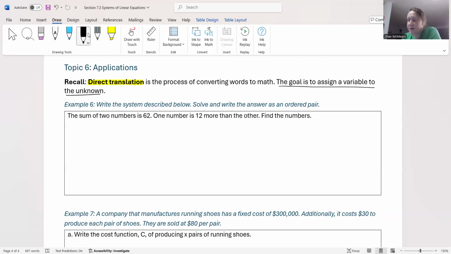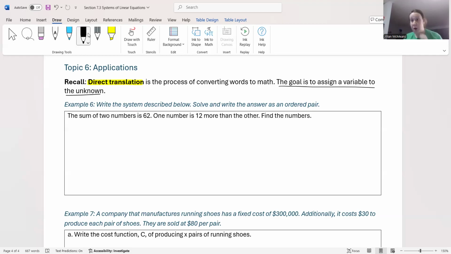Okay. So let's look at a pretty straightforward, simple example, and then we'll look at one that kind of has more going on, okay? So example 6 says, write the system described below. So number 1, we want to see your system, and then solve and write the answer as an ordered pair. 2, we want to see you solve it, so we want to see some kind of algebraic method to show how you solve this, and then we want you to write your answers in ordered pair. Sometimes with word problems involving systems of equations, you wouldn't necessarily write your answer as an ordered pair because the application part of it wouldn't make sense. But in this first one, we can write our answer as an ordered pair.